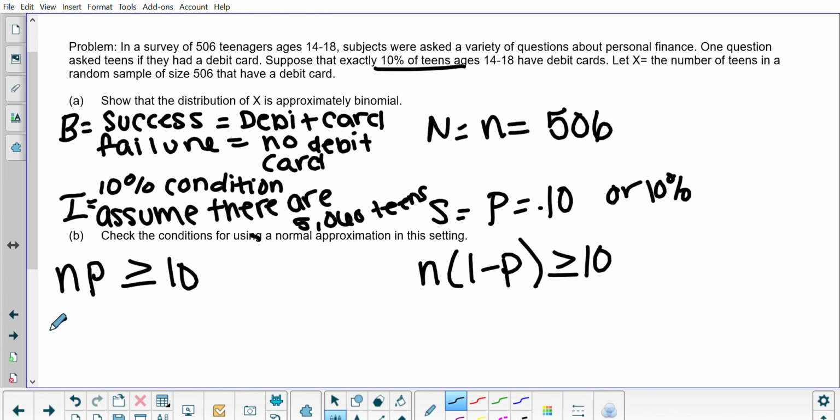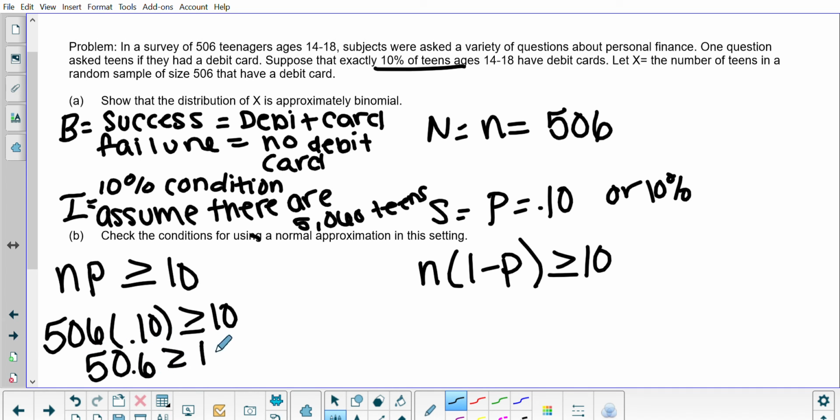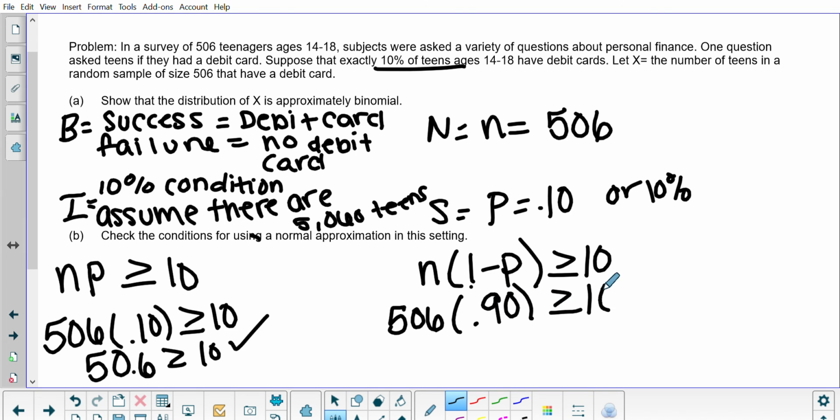My n is my sample size, and my probability is 0.10. Is that greater than 10? Well, 506 times 0.10 is 50.6. That's greater than 10. We check it off. And we do the same thing over for my failures. My failures also need to be greater than 10. So this is 0.10, and this is going to be 0.90. And we get 455.4, greater than 10. So it's safe to assume that it's normal. Okay.